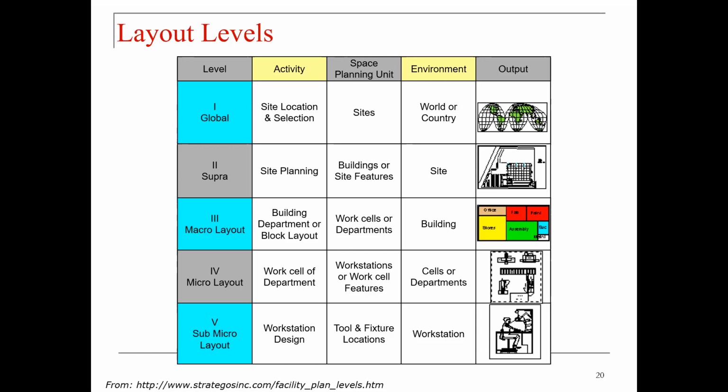Then you get the macro layout, building, department, or block layout. So that's the actual designing of the facility. The micro layout looks at the design inside each department, and the sub-micro layout looks at the design of workstations. So you go from workstation to departments to the actual facility, to selecting the building features and the location, and then selecting the global location of that facility.